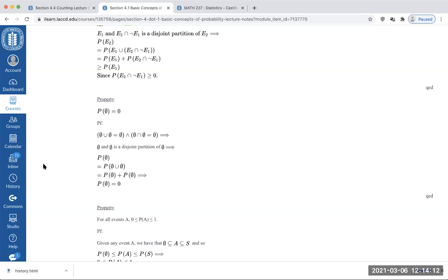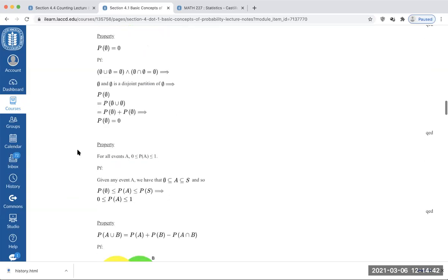But since this is a disjoint partition, by the third of the Kolmogorov probability axioms, this probability of the empty set union the empty set is just equal to the probability of the empty set plus the probability of the empty set. Subtract the probability of the empty set from both sides of your equation. Therefore, the probability of the empty set is 0. And that's what you wanted to show.